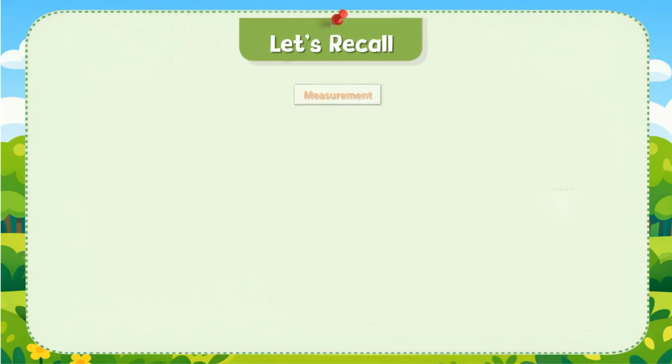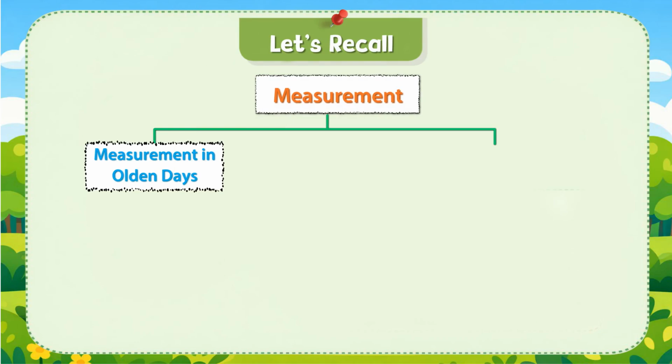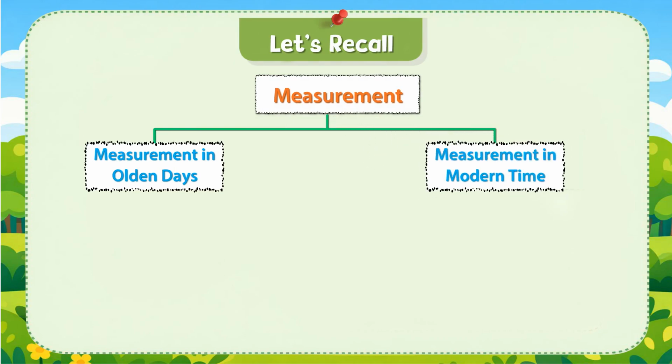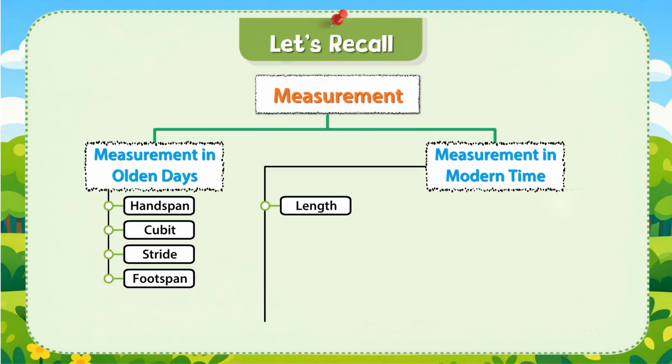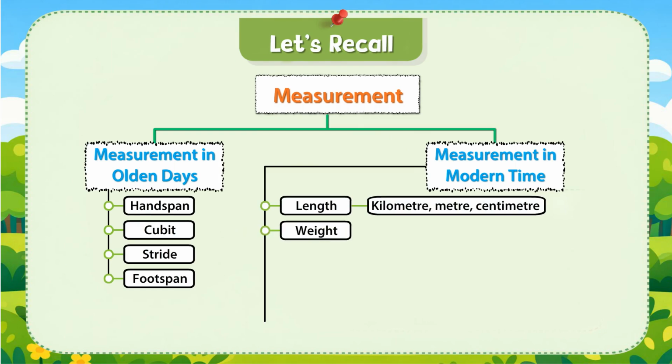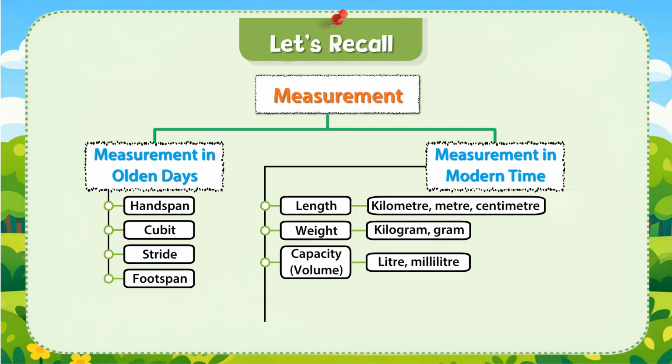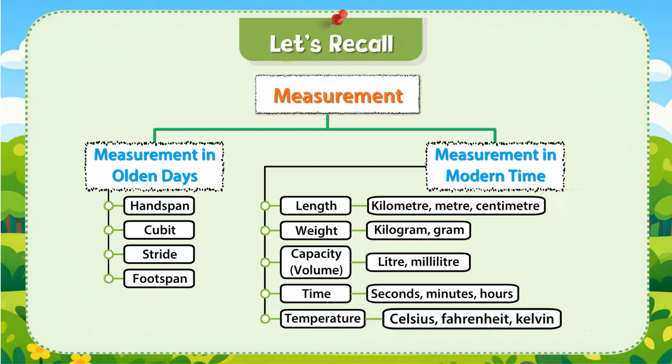Let's recall. Measurement. Measurement in olden days. Measurement in modern time. Handspan, cubit, stride, footspan. Length, kilometer, meter, centimeter. Weight, kilogram, gram. Capacity, volume, liter, milliliter. Time, seconds, minutes, hours. Temperature, Celsius, Fahrenheit, Kelvin.